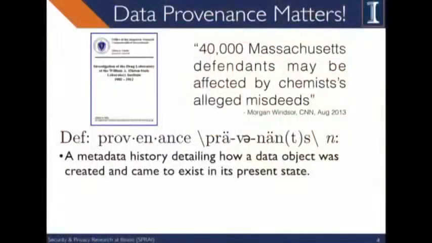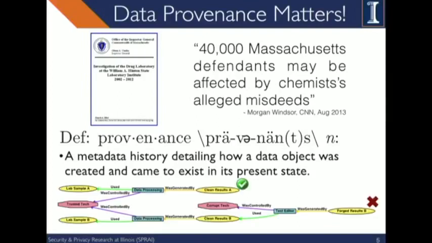Data provenance is metadata that's generated by a computer system that describes the history of the processing tasks it's performed. So we can look at an object's data provenance to determine how that data object came to exist in its present state, which allows us to reason about its value or its integrity. In this case, the provenance could have been used to identify those drug tests that had been tampered with, or perhaps even more importantly, those tests that hadn't been tampered with.